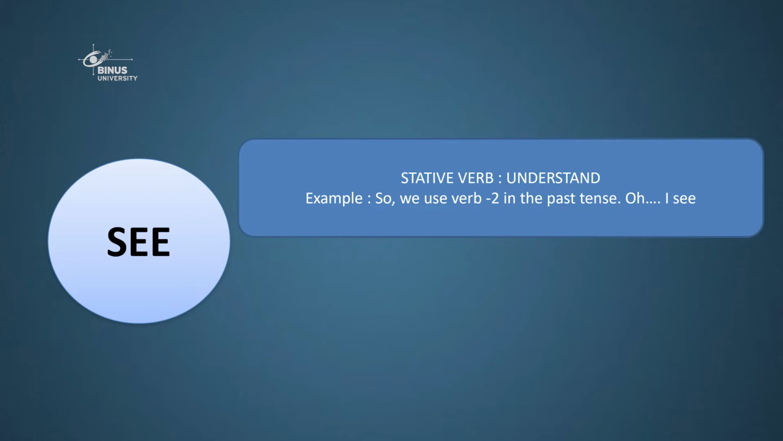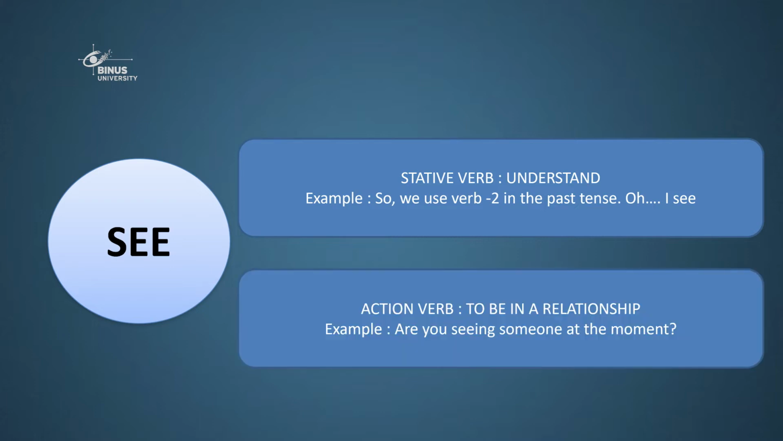So just like the example, we use the verb "see" in the past tense. Oh, I see. So "see" there means understand. And when it comes to the action verb for relationships, just like in the example, are you seeing someone at the moment? So "seeing" there is the action of seeing somebody in a relationship.